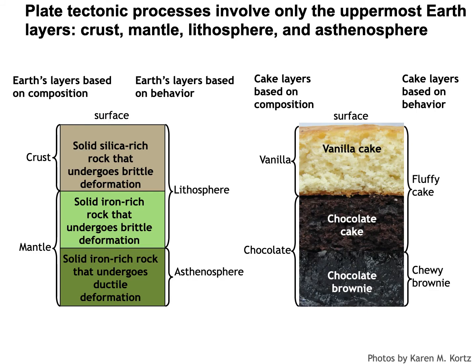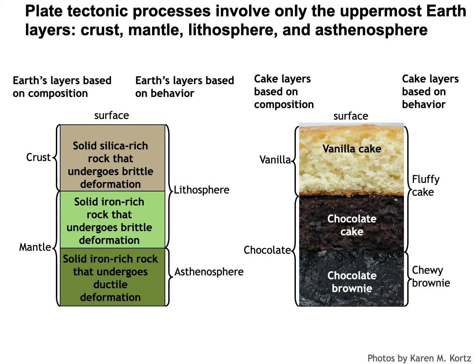This can be somewhat confusing, so here's a food analogy that might help. That's also a great idea for your next birthday cake. The crust is similar to the vanilla cake. It's made of something different than the layers below it. Just like the vanilla cake is different in composition than the chocolate layers below it, the crust is different in composition than the layers below it.